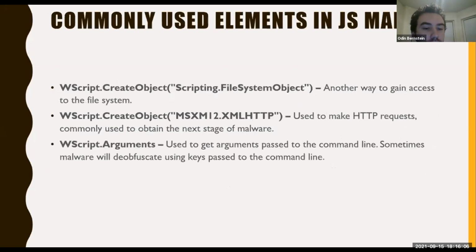All right, so there are a few other methods. I'll just go over these very briefly. The Scripting.FileSystemObject is another way to gain access to the file system. The XMLHTTP object is used to make HTTP requests to retrieve the next stage of malware. And then WScript.Arguments: sometimes malware will need arguments supplied to it on the command line in order to run, so WScript.Arguments is used to pass those arguments to the command line.